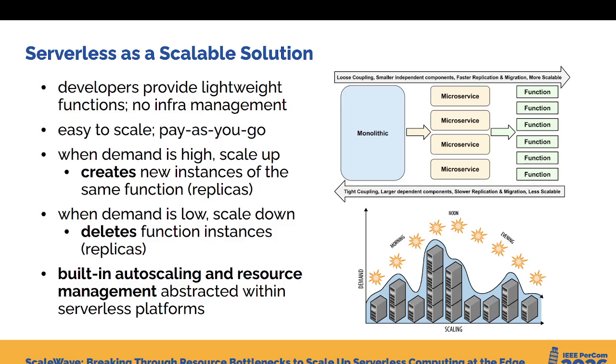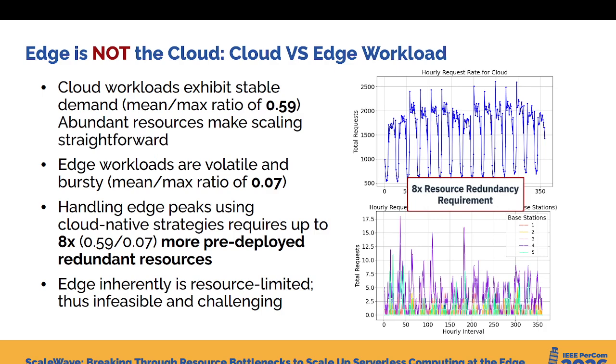However, most serverless platforms were designed with the cloud environment in mind, where resources are much more abundant in nature. The edge is fundamentally different in terms of both available resources and workload characteristics. By analyzing real workload traces, we found that cloud workloads typically have relatively stable demand patterns, while edge workloads are highly bursty and unpredictable. In the data shown here, cloud workloads have a mean to max request ratio of 0.59, while edge workloads have only 0.07. This means edge systems experience sudden spikes far more frequently than cloud systems, and handling these spikes using existing autoscaling strategies would require up to 8 times more redundant resources, which is unrealistic for edge deployments since edge nodes are resource limited compared to the cloud.